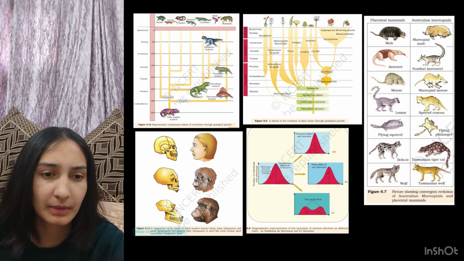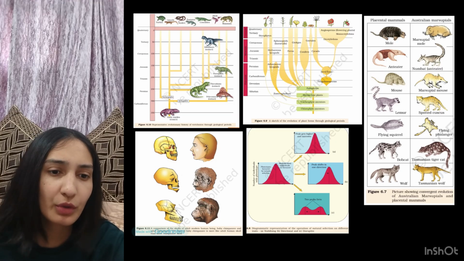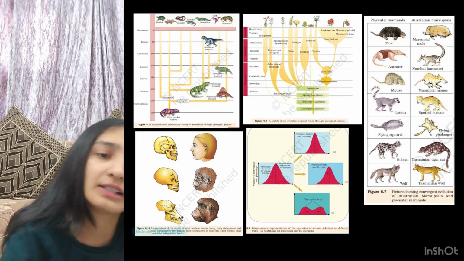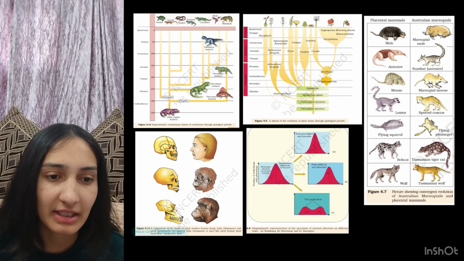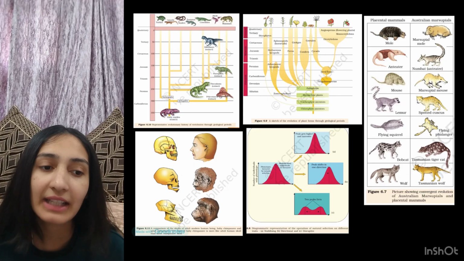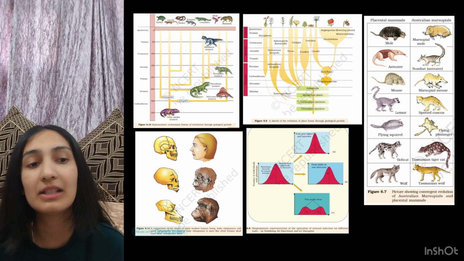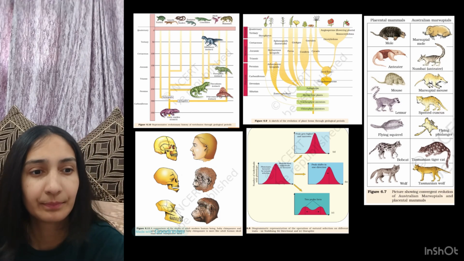Next, we have figure 6.11, which shows a comparison of the skulls of the adult modern human being, baby chimpanzee, and adult chimpanzee. The skull of baby chimpanzee is more like the adult human skull than the adult chimpanzee skull. Okay.